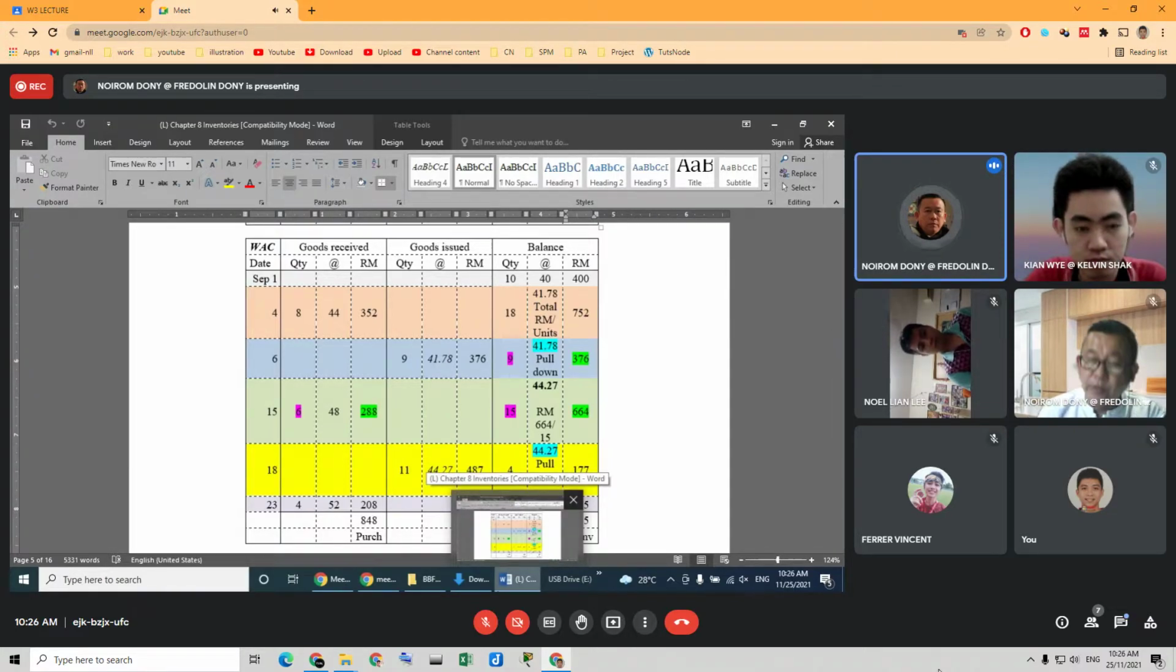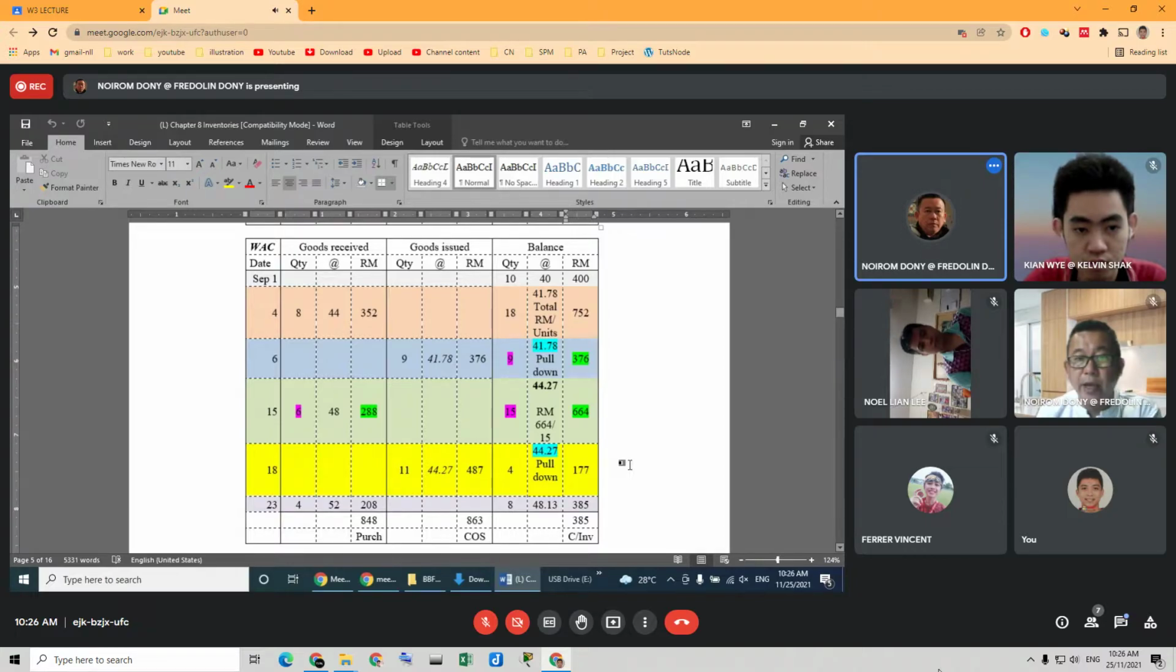Okay, so 385. So 385 divide by 4. Sorry, divide by 8. Then you get 48.13. So luckily 48.13 is the same as the last information, isn't it? Okay, but then the main point is we have accurate value of closing inventory 385.